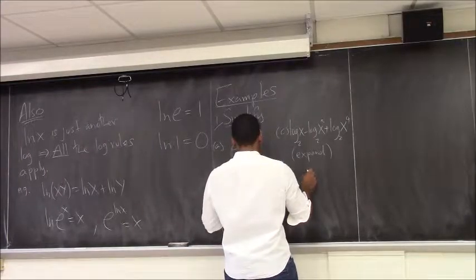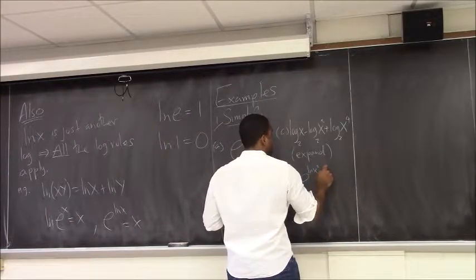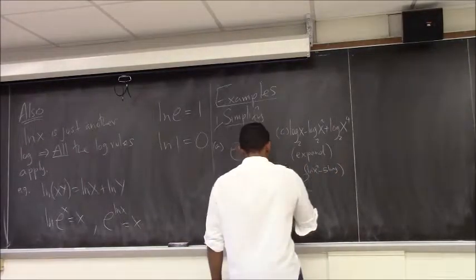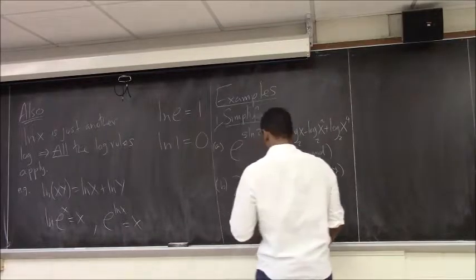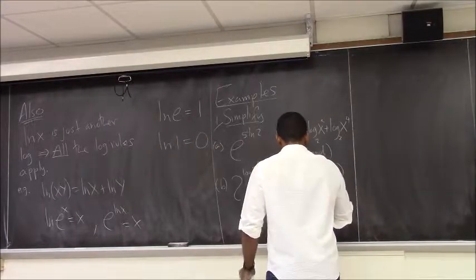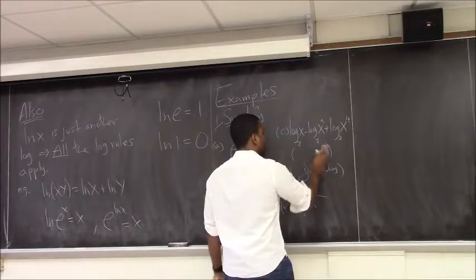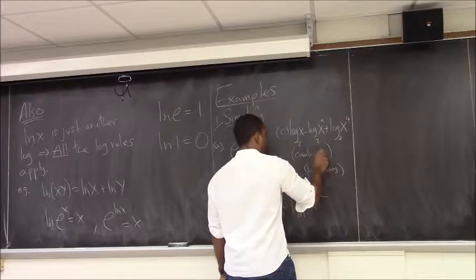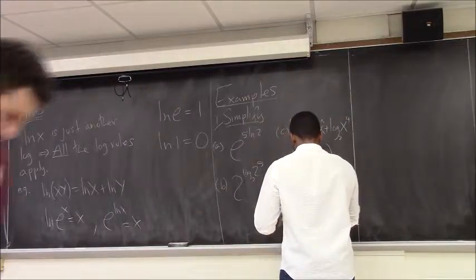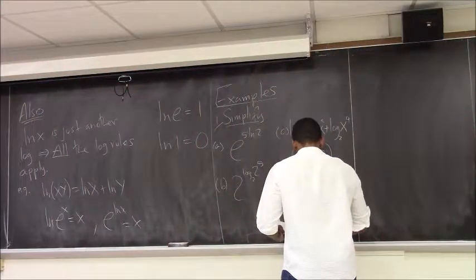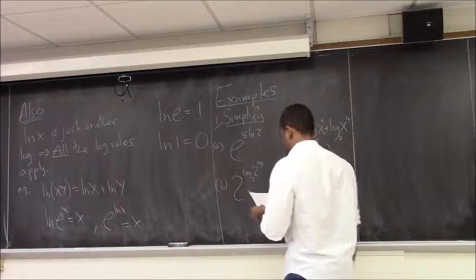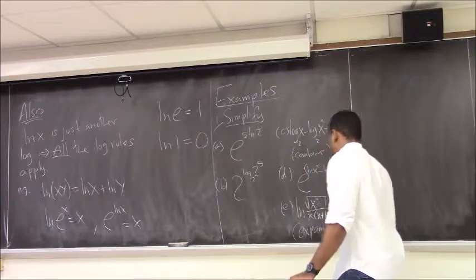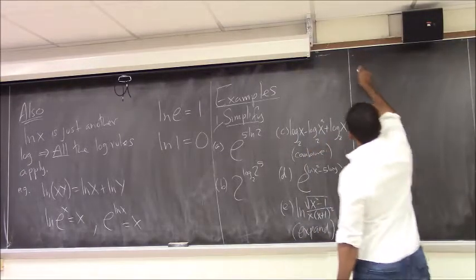D: e to the ln of x squared minus 5 ln of y. Well, not expand. I want you to combine this. That's already expanded. This one I want you to expand, to the simplest way possible.